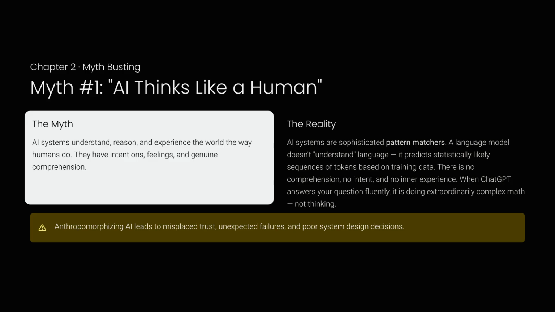Now for Chapter 2, Myth Busting. Some of the costliest mistakes in AI come from bad assumptions rather than bad technology. Let's correct the record. Myth number 1, AI thinks like a human. In reality, AI systems are sophisticated pattern matchers that perform complex math, not actual thinking. Anthropomorphizing AI can lead to misplaced trust and poor design choices.